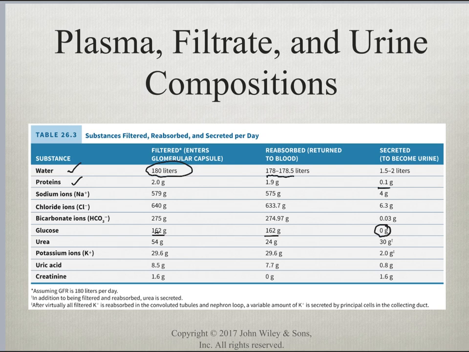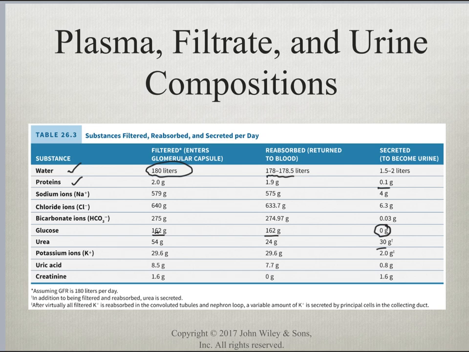As far as urea goes, 54 grams is going to be filtered, 24 grams reabsorbed, and 30 grams are going to be secreted back into your urine. So again, this is that waste product from digestion that was moved to the liver as ammonia, converted to urea, and then carried through and secreted out into our urine. The next substance on our list is potassium.